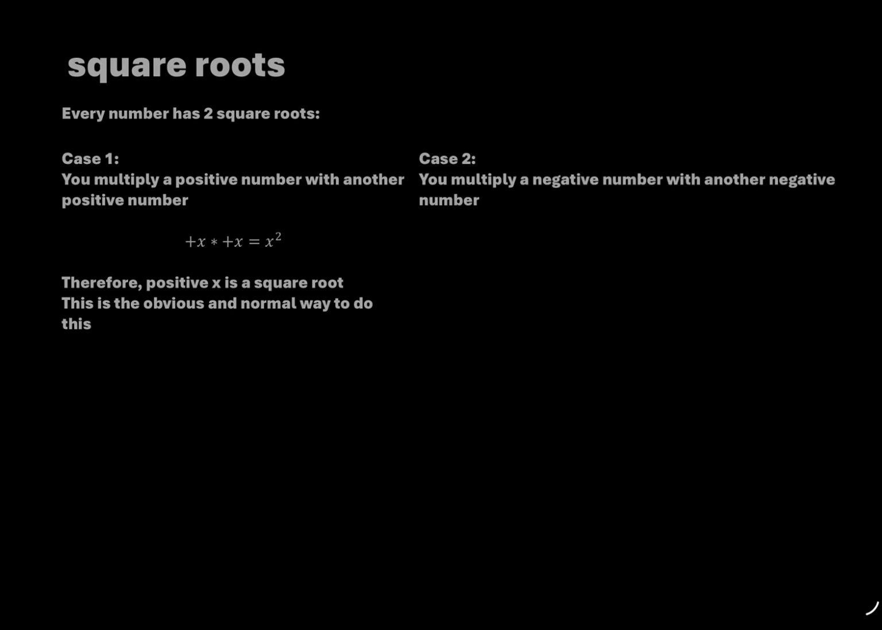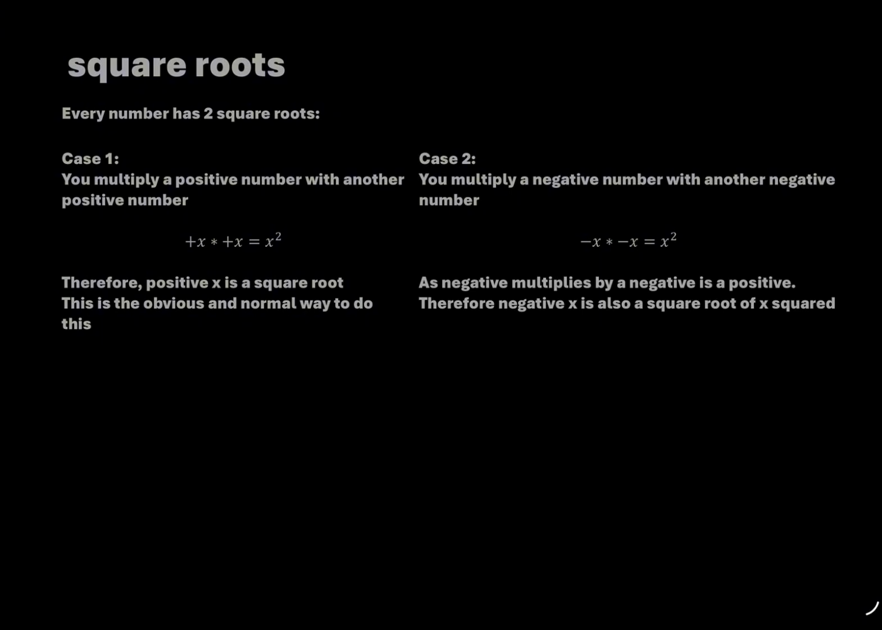But there's a second case. This is when you multiply a negative number by another negative number. And we know that must result in a positive. So this also equals positive x squared. So therefore, using this logic, negative x must also be a square root.